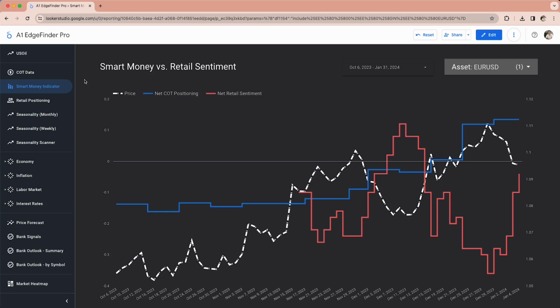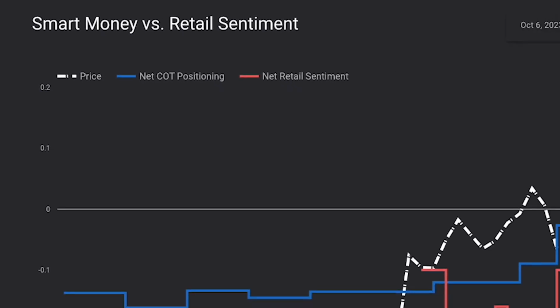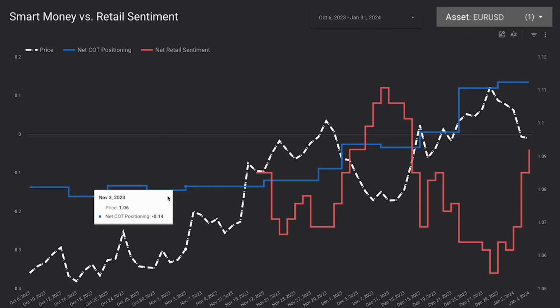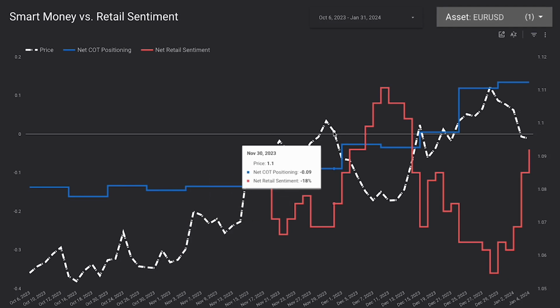So this is one of our brand new indicators here in the A1 Edge Finder Pro. This is the smart money versus retail sentiment indicator. And what you see here is three different lines. We have price, net COT positioning, and net retail sentiment. We're looking at the Euro USD right here. So this white dotted line is the actual price chart of the Euro USD.